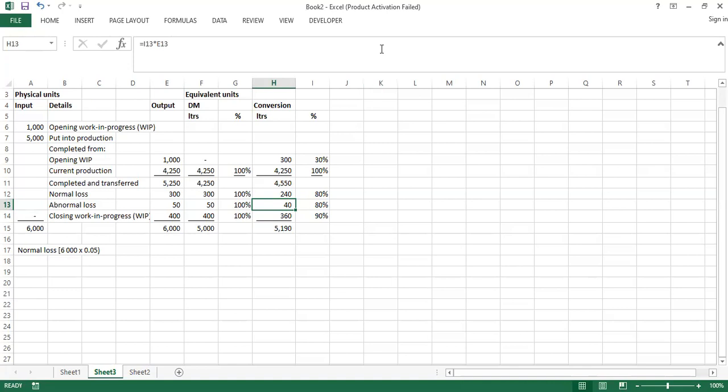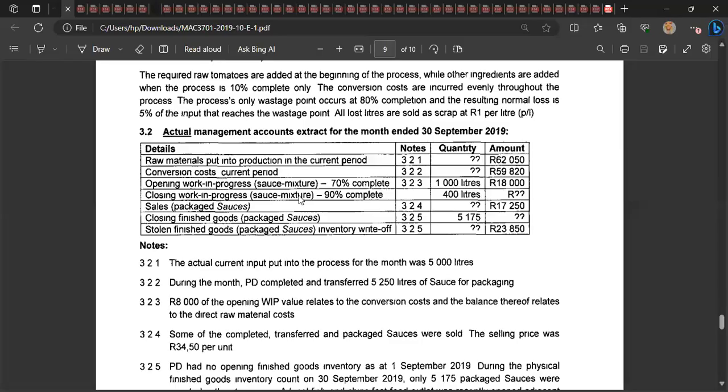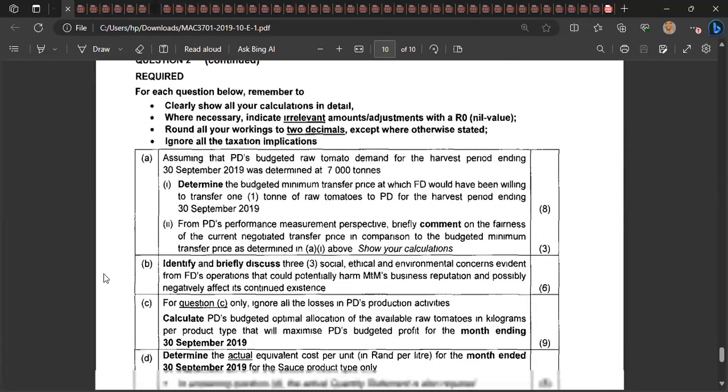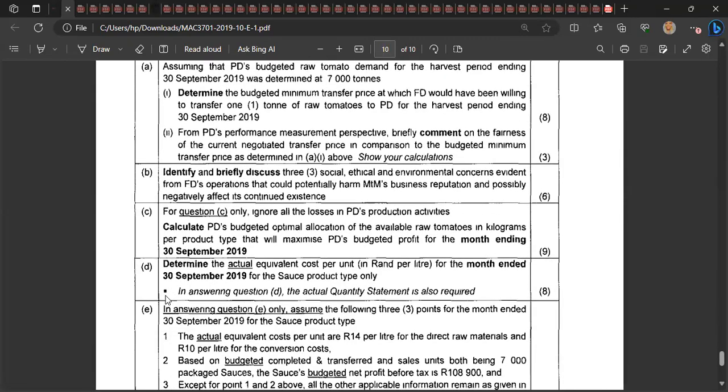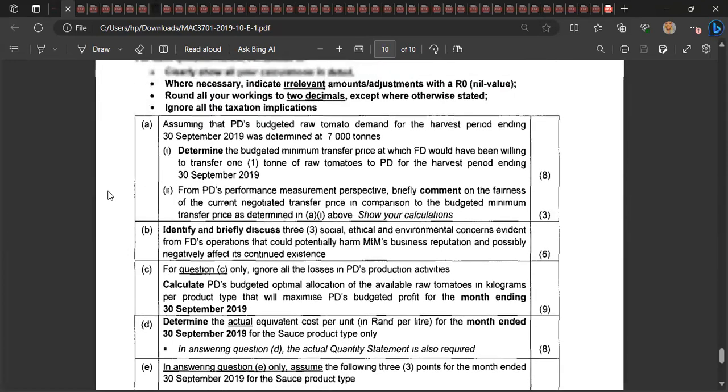So we'll go back to the question and then deal with the part that follows. So we were on what part? We were calculating the equivalent cost per unit. So what we've done first in answering D is the quantity statement. Now we want to incorporate the cost.